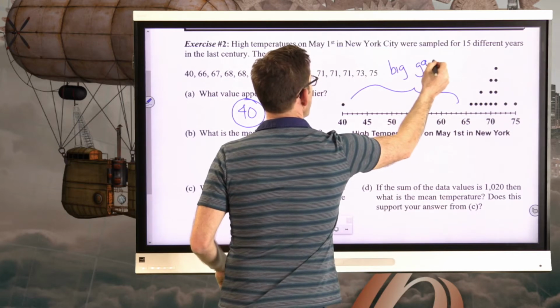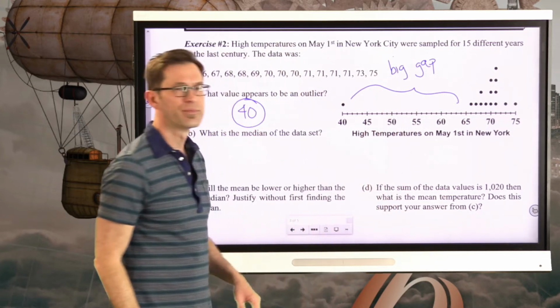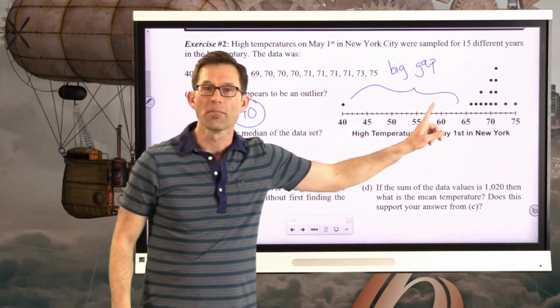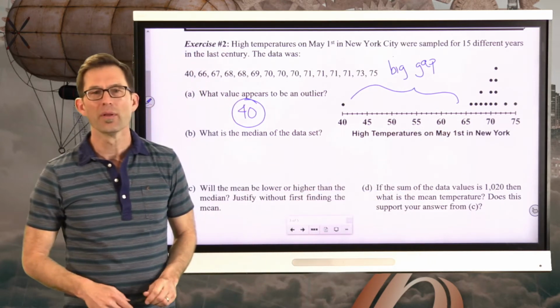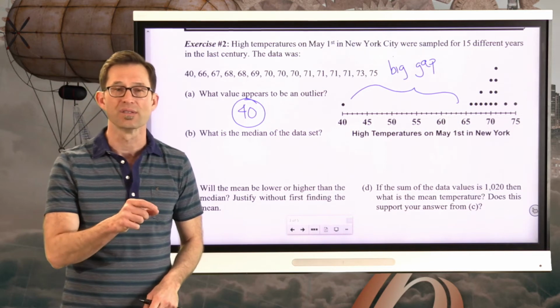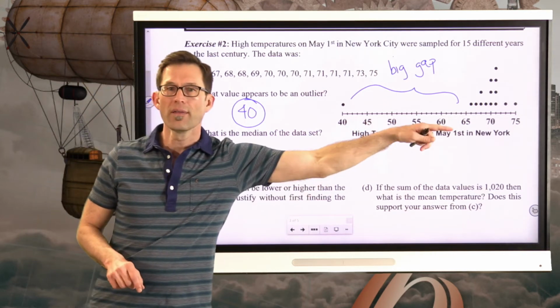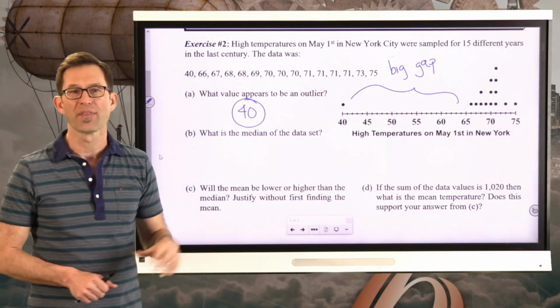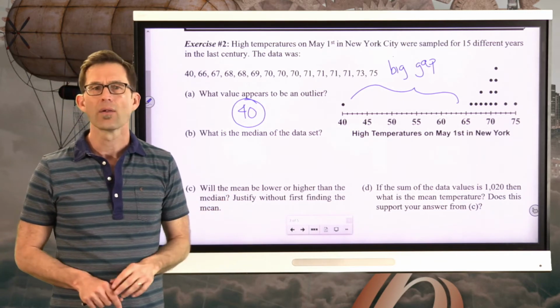Again, if we had a small gap, we wouldn't consider it an outlier. If this value was sitting maybe at 60, I wouldn't particularly consider that an outlier, even though there might be a gap between the 60 and the 66. But between the 40 and the 66, that is such a large gap that 40 is an outlier.